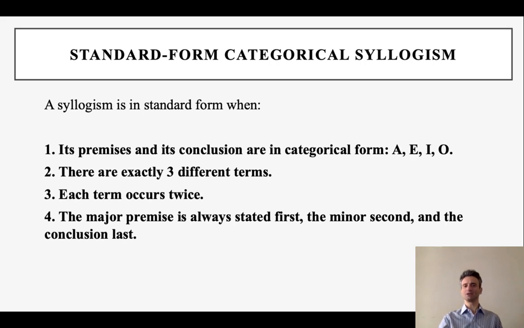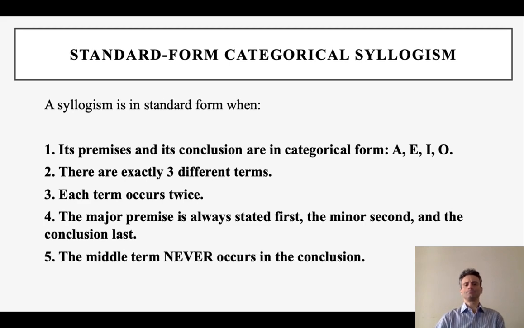In fact, in many arguments that we have seen in my examples in our lectures, if you remember a couple of weeks ago, the conclusion came first. But in a standard form categorical syllogism, the first premise always comes first. And we call that the major premise. The minor premise is always the second one, and then there is the conclusion. Now, why do we call it the major and the minor premise? I'm going to explain this in a second.